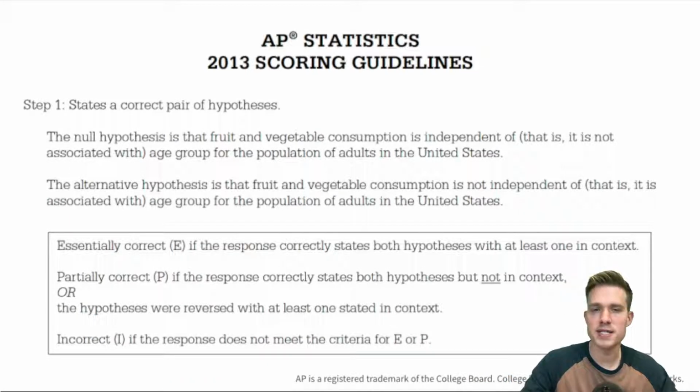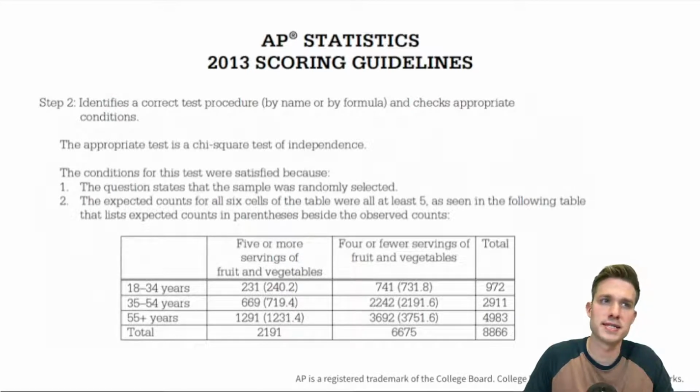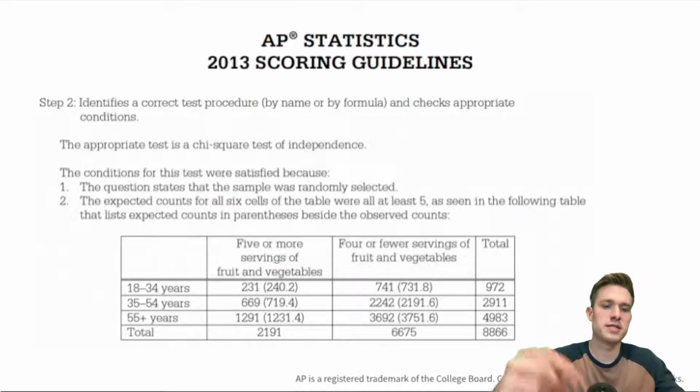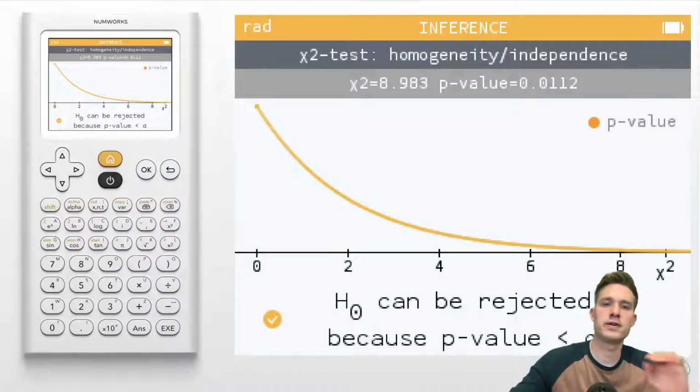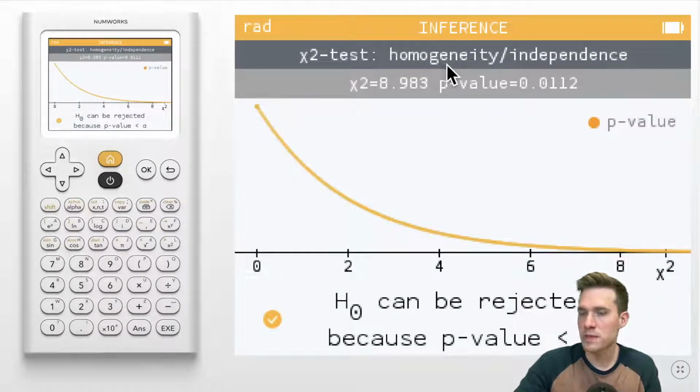So that'll be the responsibility of the user to type those hypotheses. Step 2 is to identify the correct test procedure, again, by name or by formula, and to check the appropriate conditions. If we take a look at our calculator, we are told up here that this is a chi-squared test. Now it's either homogeneity or independence. Your students will need to make sure they identify which one this is.